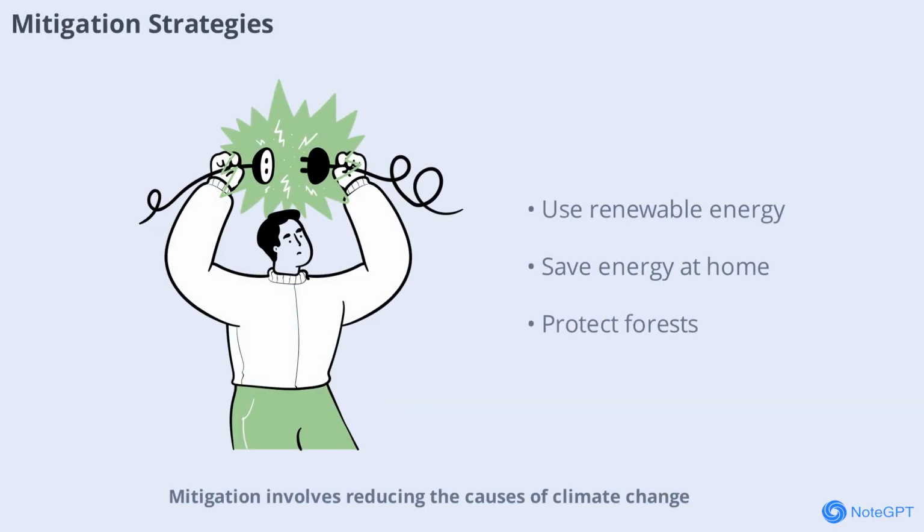Mitigation involves reducing the causes of climate change, mainly by cutting greenhouse gas emissions. This can be done by using renewable energy, improving energy efficiency, and protecting forests. Individuals can also help by conserving energy, reducing waste, and using public transport. Every small action counts in the fight against climate change.